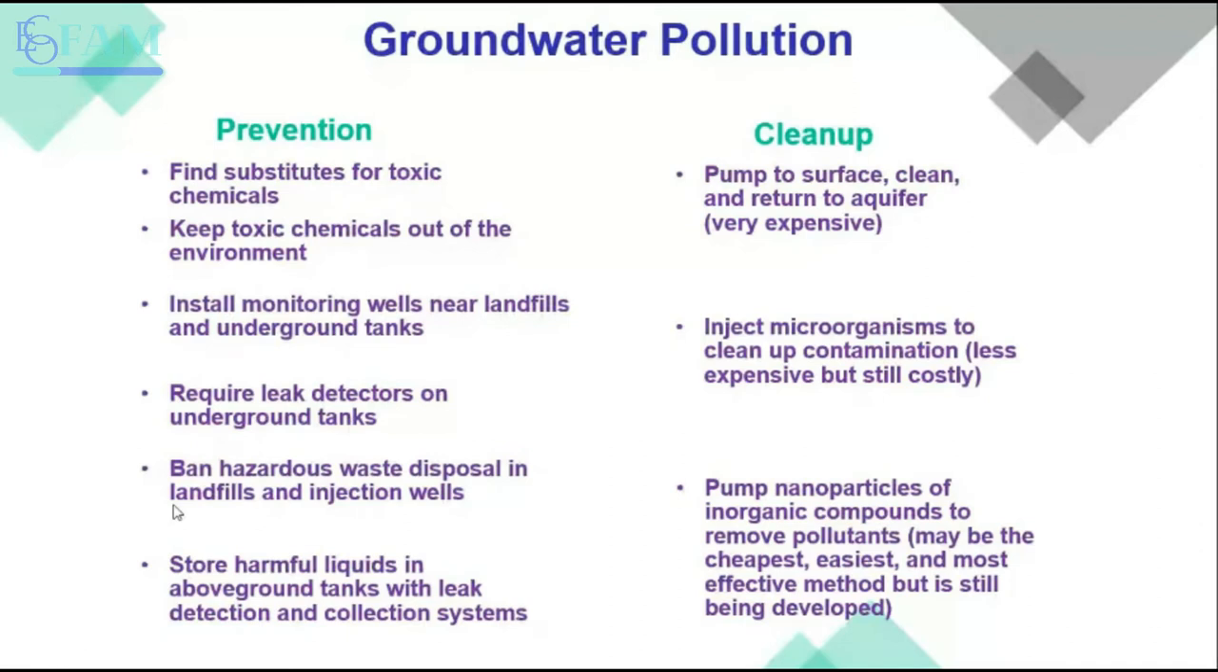So if groundwater pollution has already happened, then what should be done? We should pump the groundwater to the surface, clean it, and return it to the aquifers. We can go for groundwater treatment. We can withdraw the water and clean it by various processes and then inject it back into the groundwater. But it is very costly because it is around 30% of the fresh water in the groundwater. So it is very expensive to draw, then treat it, and then inject it back.